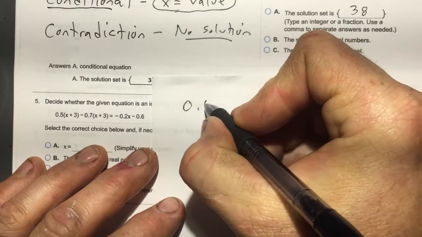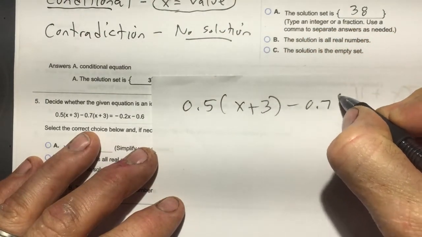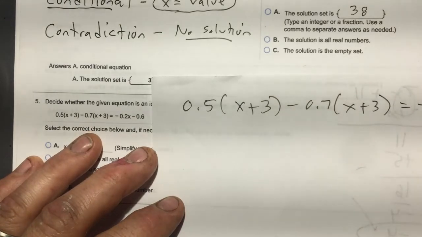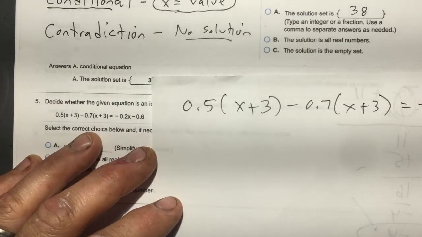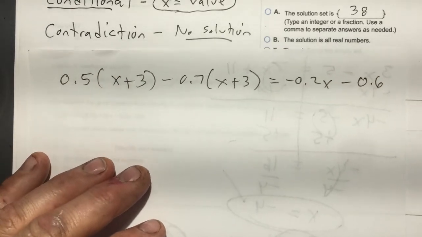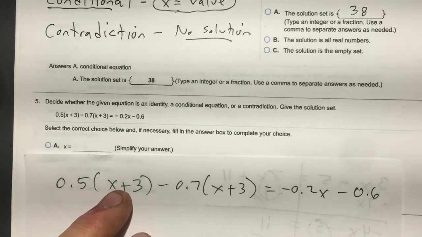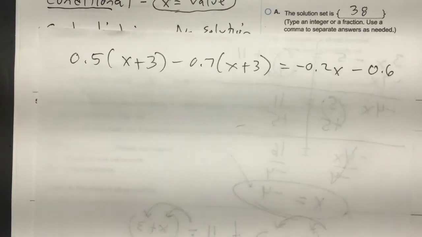So I've got 0.5 times (x plus 3) minus 0.7 times (x plus 3) equals negative 0.2x minus 0.6. Okay, let's get it on the screen here. This is a long one. Let me double check, make sure I wrote everything right, because I've been known to. All right, we're good.